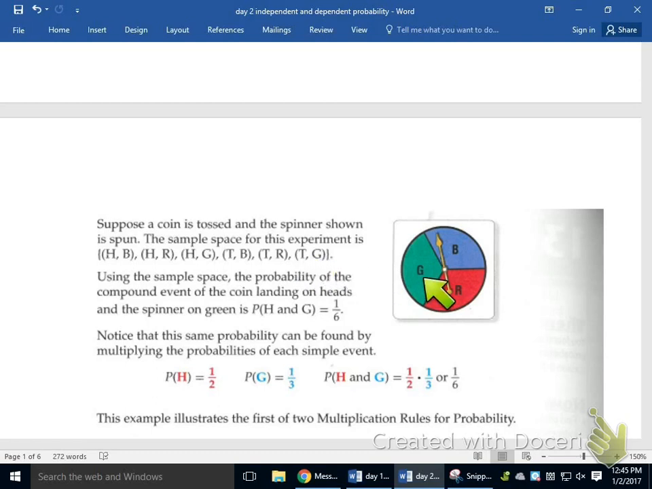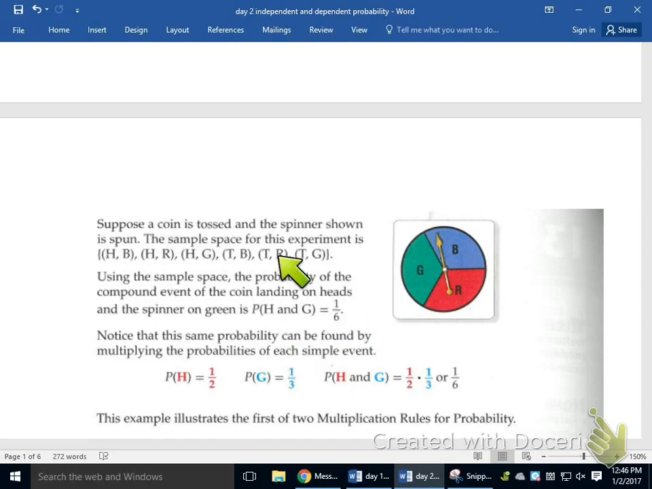Then the spinner is also spun, so you might land on blue, red, or green. So here's blue, but you'll also see that there's a blue here because maybe you did heads on the first coin flip or tails. And so blue has to occur twice. Same for red, same for green. So there's actually 6 total possible outcomes. So the probability of getting heads and green is 1 out of 6, for instance.